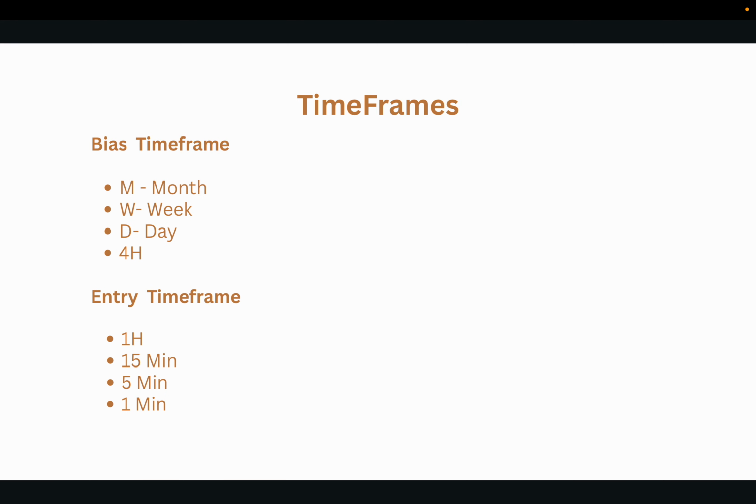Next, the time frames. We will be using the monthly, weekly, daily, and 4-hour time frames. These 4 time frames will be used mainly for finding out the bias. When the monthly bias, weekly bias, daily bias, and 4-hour bias are in sync, pointing in the same direction, that is the highest probability area or time when we can do a trade.